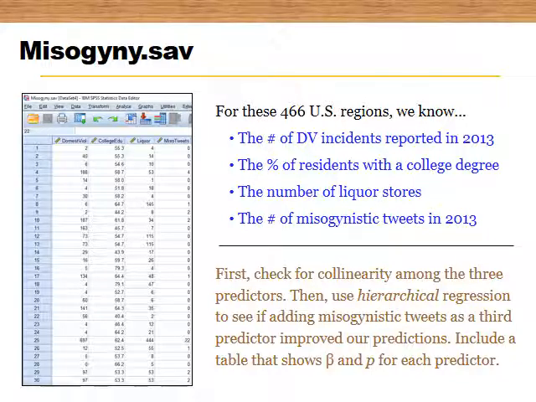Also, as part of your answer, include a table that for each of the predictors in both steps, step 1 and step 2, shows unstandardized beta and the p-value, either the exact p-value or you can use asterisks to indicate the p-value for each of those predictors. So if you'd like to do this practice problem, now is the time to pause the video, and then I will go through the answer with you.